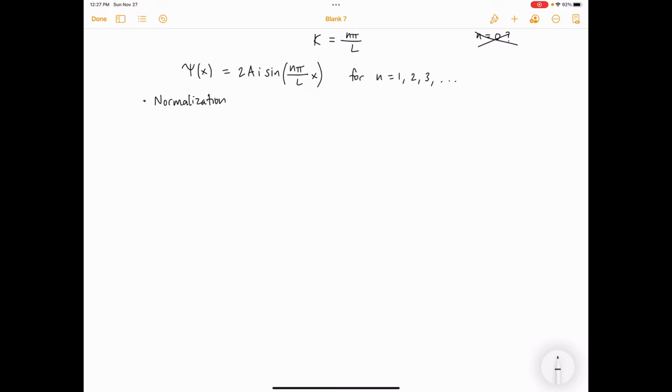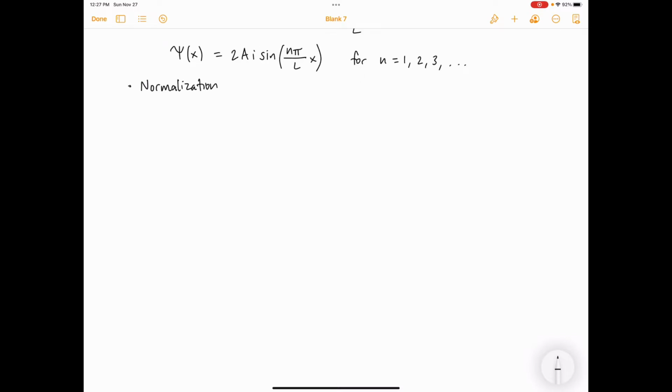I'll just write the general form of the normalization condition. This says that if you take your wave function and integrate between minus infinity and infinity of the wave function squared times dx, that should equal 1. So what does that integral look like in our case? Well, we actually only need to integrate between 0 and L, because like we said, the wave function is 0 everywhere else.